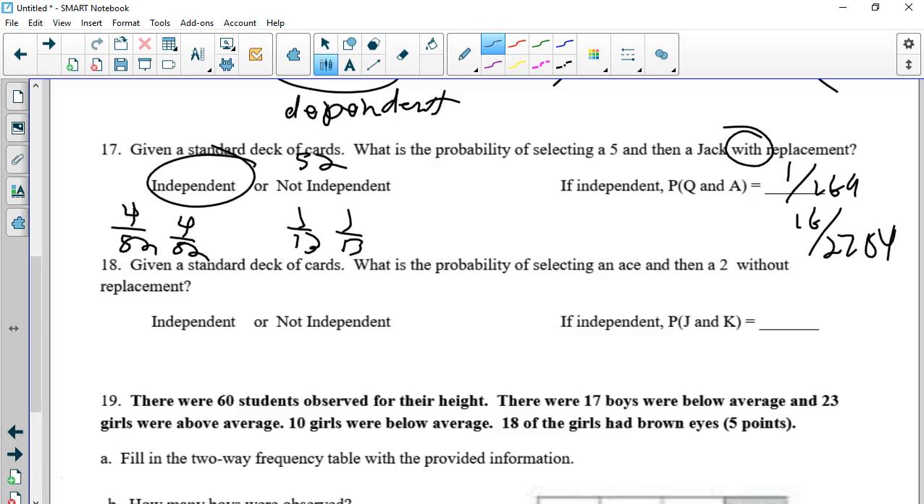Okay. Given a standard deck of cards, again that's 52. What's the probability of selecting an ace and then a 2 without replacement? Well, if it's without replacement, that means the first one is going to affect the second one, which is the same thing as dependent. So it's not independent.